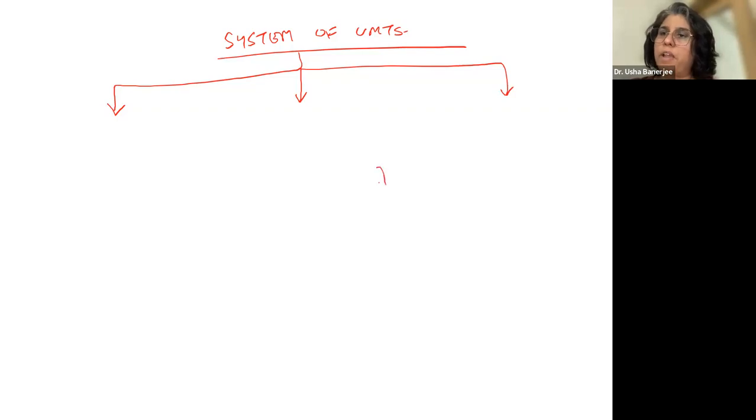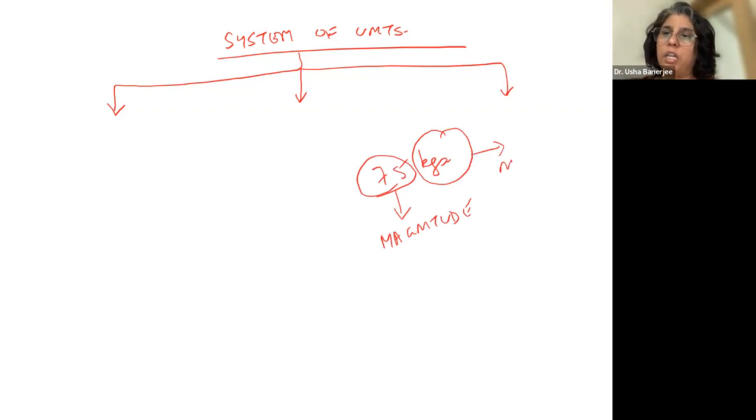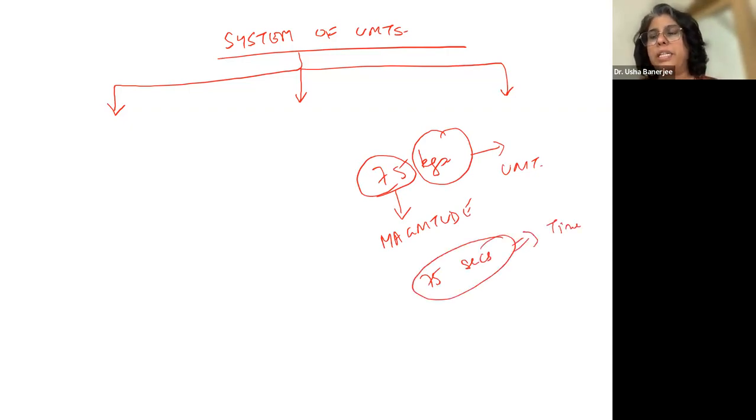So I told you that my weight is 75 kilos. 75 is the magnitude. Now you know magnitude. And this kgs is the unit. So if I write 75 seconds, this means that unit is an important concept of measurement. So 75 seconds means second is a unit of time. And if I write 75 kilometers per hour, this becomes a unit of speed. So without the unit, a numerical value or magnitude has no meaning.